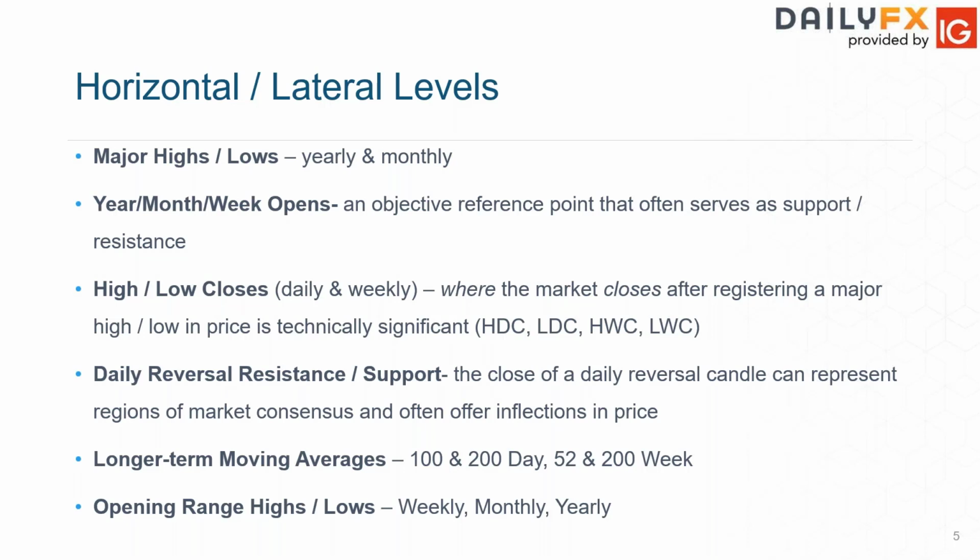Long-term moving averages shouldn't be anything new to any of you guys here in the room. 100, 200 day, your 52 week, your 200 week moving averages. Those are the main four I'll follow. And then opening range highs and lows. So the concept of opening ranges is looking for the market to set a high and a low in the first X amount of time. If we're looking at the weekly opening range, you're usually looking at that Sunday, Monday, maybe Tuesday, high, low, or low, high, low. Then you look for a break of that to give you the directional bias.